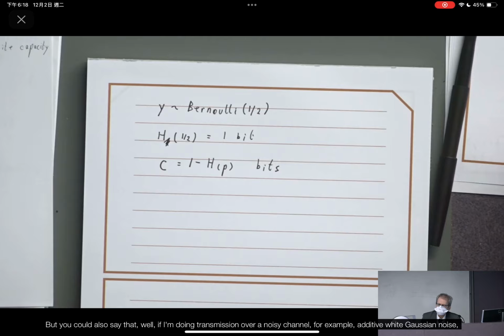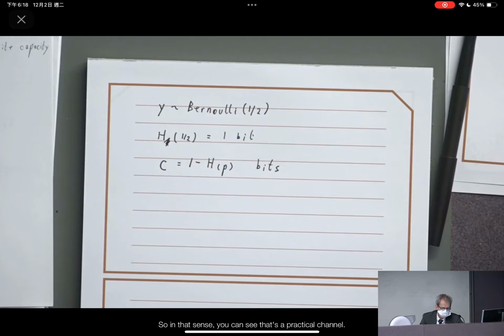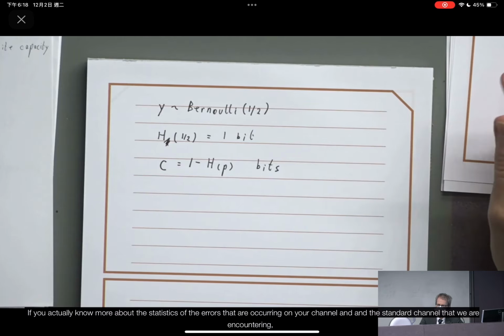Now, the binary symmetric channel is, first of all, useful as a toy example to find out what is actually happening. But you could also say that if I'm doing transmission over a noisy channel, for example additive white Gaussian noise, and then I make a hard decision for every bit of whether I got a 1 or a 0, then at the output of my hard detector, I find that's a binary channel. I send out 1s and 0s and receive after my detector 1s and 0s. So in that sense, you can say that's a practical channel. However, making that hard decision and only working with the bits coming out is not a good thing if you actually know more about the statistics of the errors occurring on your channel.